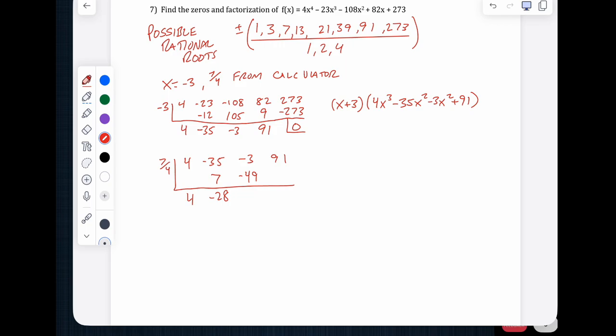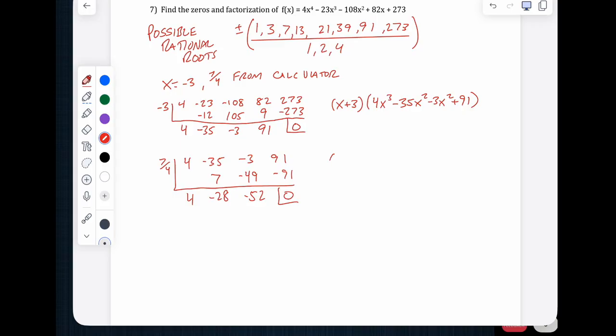The calculator won't do all the synthetic division for you, but it'll do that. Negative 52. So I do negative 52 divided by 4. That's negative 13. Negative 13 times 7 is negative 91. And we get 0.